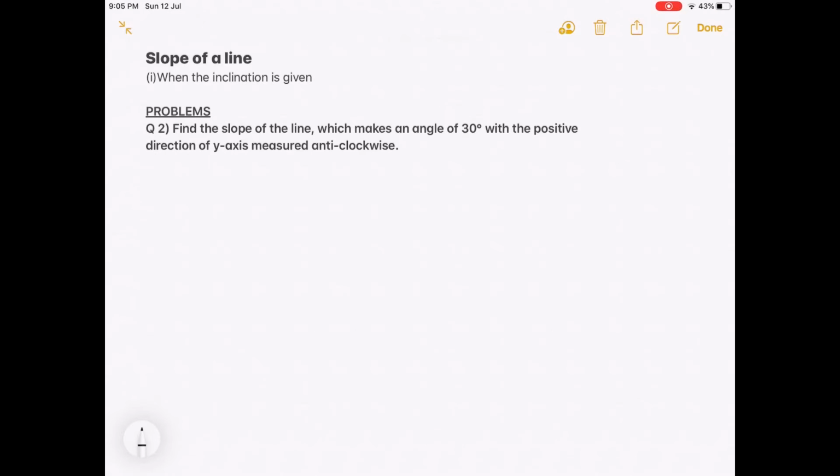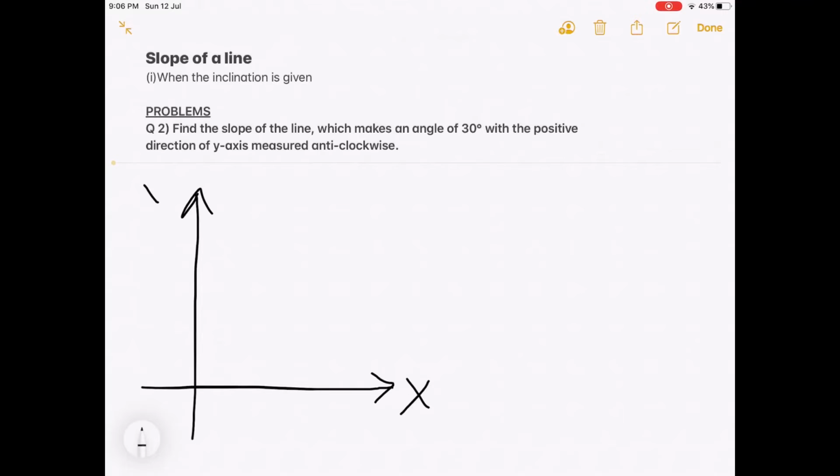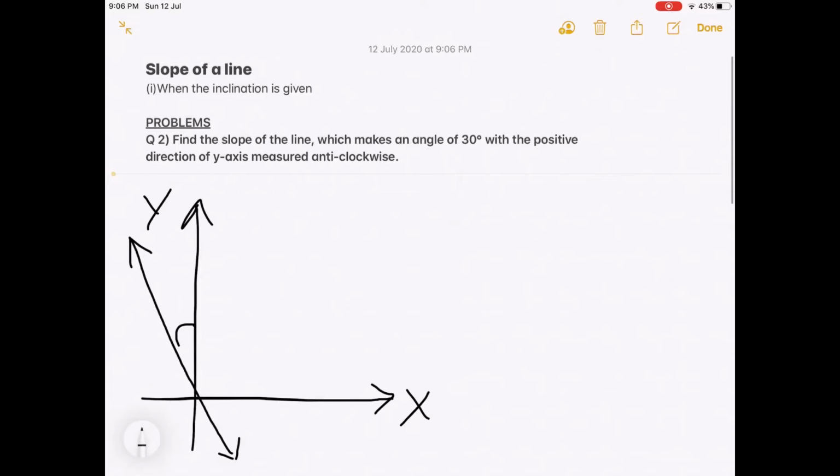The second question is, find the slope of a line which makes an angle of 30 degrees with the positive direction of y-axis measured anti-clockwise. Now let's draw the graph. This is x-axis and this is y. Let's draw a line. This line makes an inclination of 30 degrees with the positive y-axis.